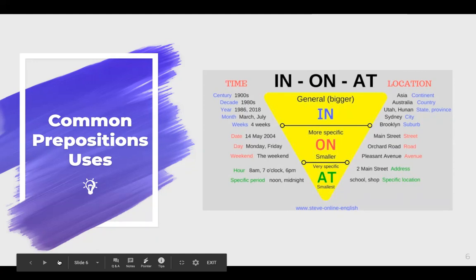On, which is a little bit more specific, is used for dates, days, weekends, streets, roads, avenues, like May 14th, Monday, the weekend, Main Street, Orchard Road, etc. At, the smallest one, the most specific one, is used for specific hours or specific periods of time, like 8 a.m., midnight, or they can be used for an address or a specific location, like 3 Main Street or at a coffee shop.